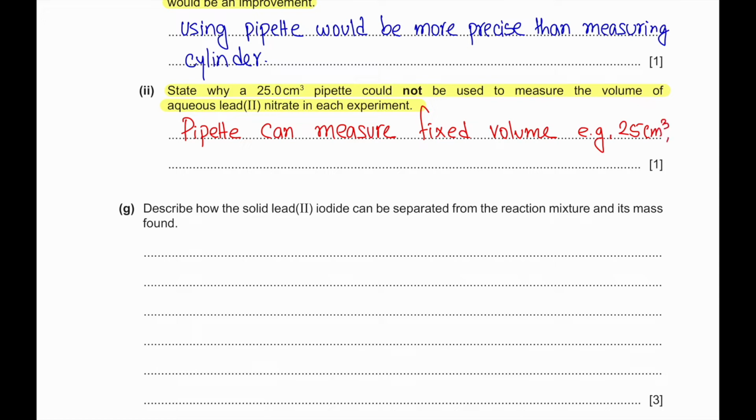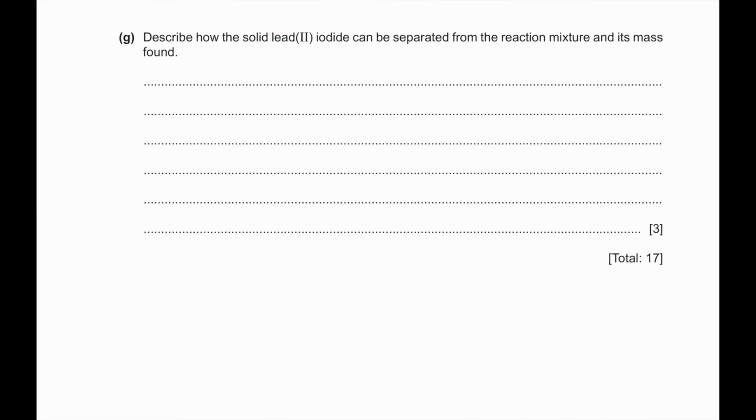Part G. Describe how the solid lead(II) iodide can be separated from the reaction mixture and its mass be found. So we can basically filter the solid lead(II) iodide using a filter paper, and then we can wash that residue to get rid of any impurities. Then we can dry it inside the oven, and then we can weigh the mass of lead(II) iodide.